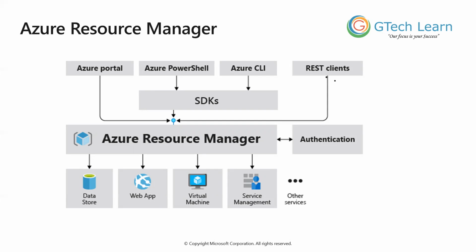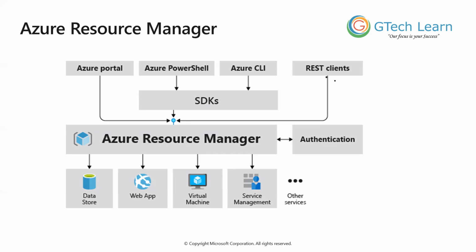The Azure Resource Manager, which in short is known as ARM, authenticates and authorizes the request, and then after authentication and authorization, it sends the request to the Azure service. And that Azure service, like you can see here, data store, web app, virtual machine, service management, whatever service was requested by the user, to that the request will be transferred from the ARM to that service, and then the necessary action will be taken. So this is how the ARM or Azure Resource Manager works.